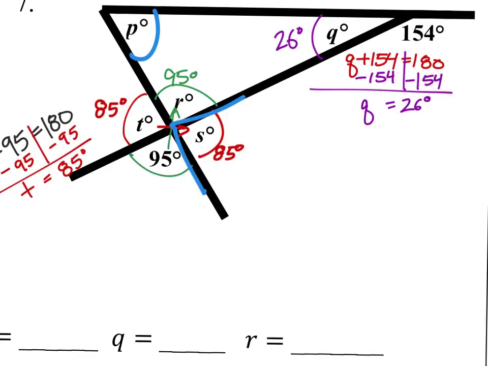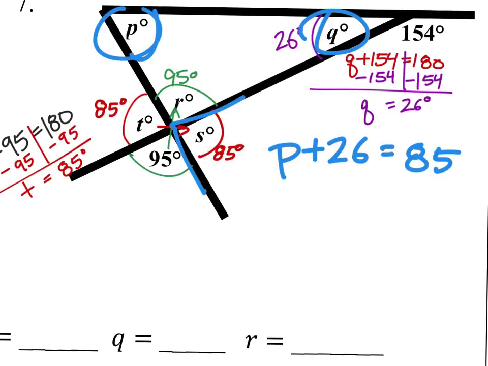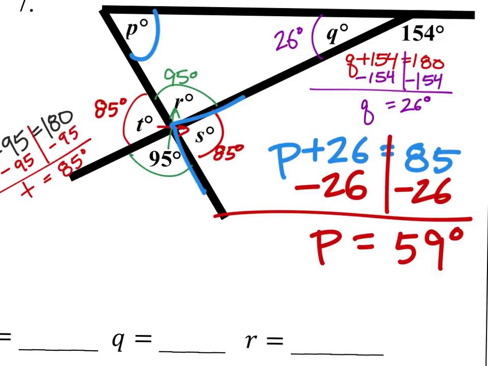But I like this exterior angle stuff with the remote interior angles, so I know if I take P plus the 26, I should get the 85. Again, this comes from our two interior or remote interior angles, and they should add up to this one exterior angle. So now I'm just going to solve this equation by subtracting 26 from both sides. And right here I get 59 degrees, so that P would be 59 degrees.